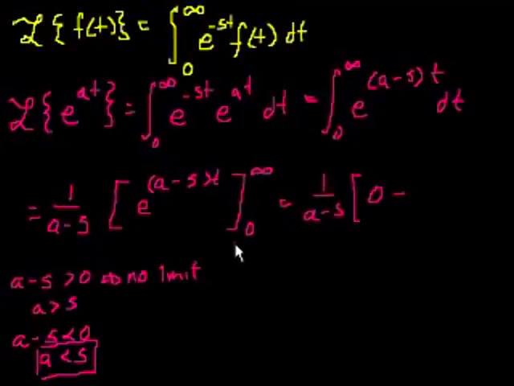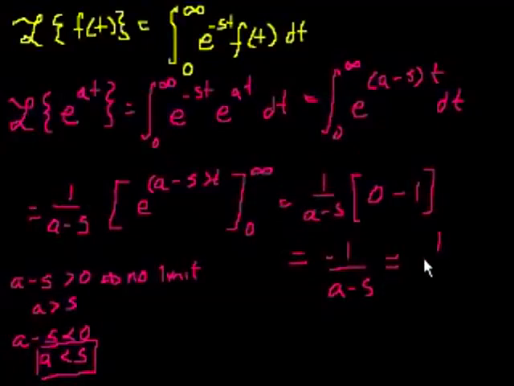So when you evaluate this at 0, what happens? T equals 0, this whole thing becomes 0, e to the 0 is 1. And we are left with what? Minus 1 over a minus s. And that's just the same thing as 1 over s minus a.